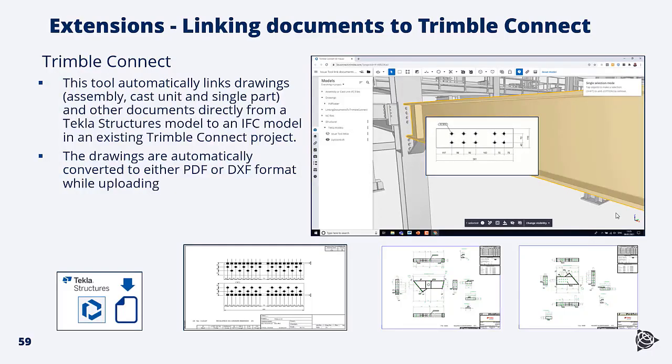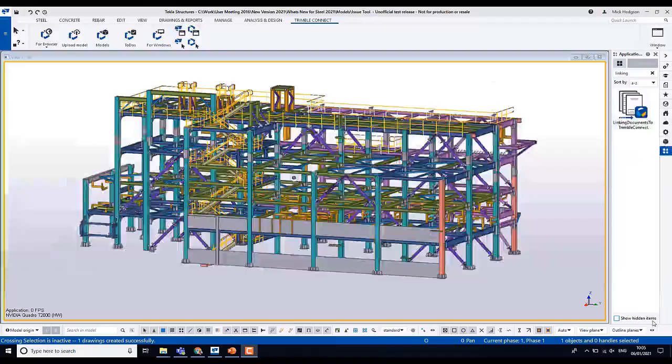Linking documents to Trimble Connect. This tool's existed for a while, but now it's been updated to be more user-friendly and much more functional. So this tool automatically links drawings from your Tekla model directly to the Trimble Connect model. So you can click on a part in Trimble Connect and view the drawing quite easily and simply. When you upload the drawings, they're automatically converted to either PDF or DXF format while they're being uploaded. So it's a nice, simple and easy way to use this.